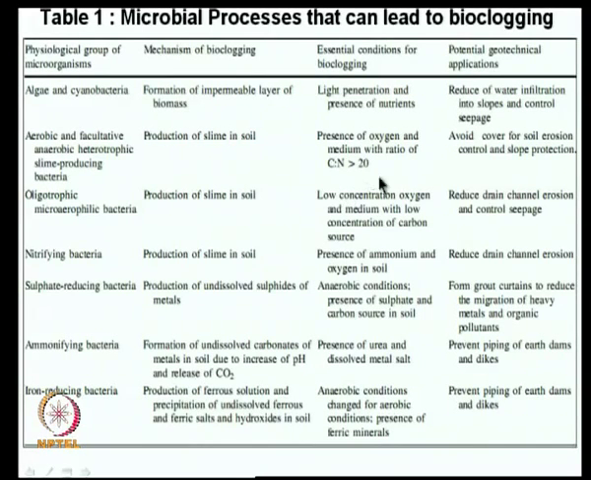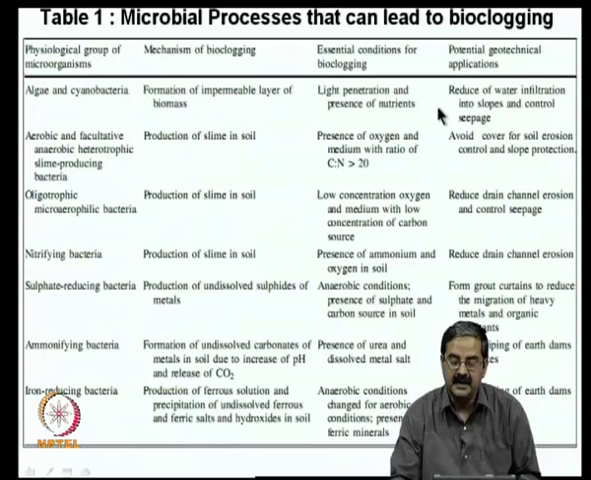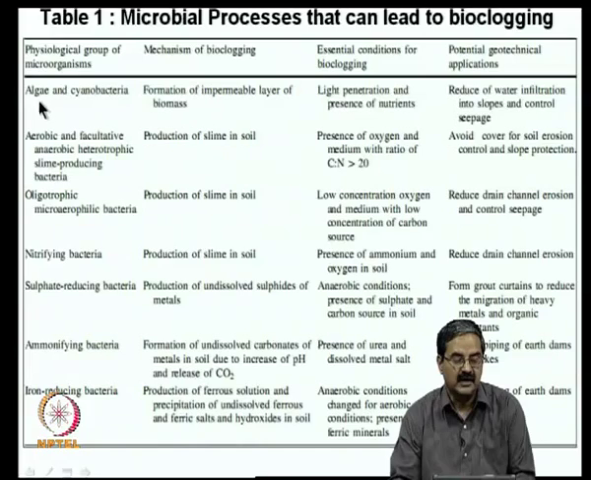Then if you understand you have the right bacteria and you also understand the mechanism that you can get, and the conditions are satisfied, then the applications are there. So for example, if you are trying to have algae, it reduces the water infiltration into slopes and controls seepage. The other thing is in some other bacteria, where aerobic bacteria avoid cover for soil erosion and control and slope protection. So, the advantage is that it helps as a cover, so slope protection is there.